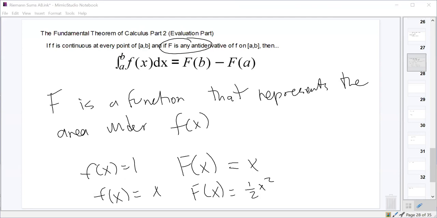Yeah. Okay. So there's multiple integrals for a derivative, right? There are multiple integrals for any function. So how do you choose which one? Well, that's what we're going to talk about in a minute.